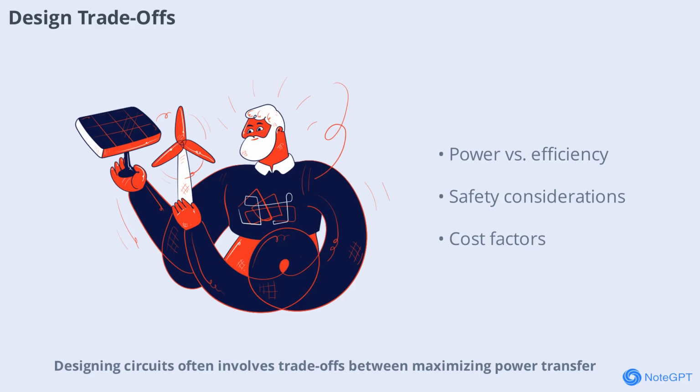Designing circuits often involves trade-offs between maximizing power transfer, efficiency, safety, and cost. For example, in some cases, it may be better to sacrifice a bit of power transfer to improve efficiency or reduce component costs. Understanding the maximum power transfer theorem gives engineers a valuable tool for making informed decisions, but it's just one part of the overall design process. Balancing these factors is key to creating successful electronic systems.